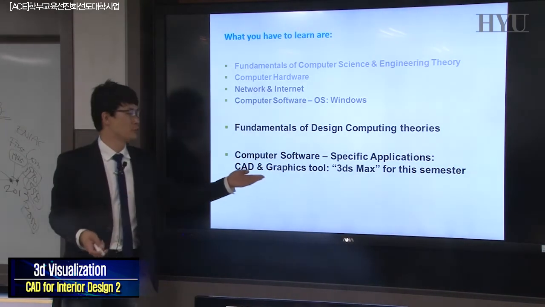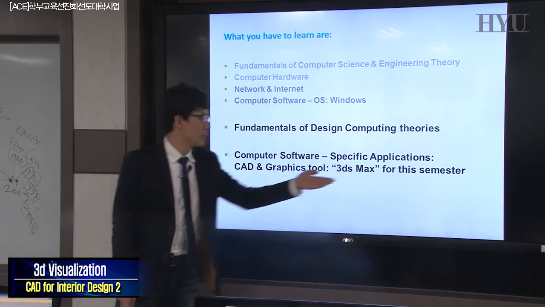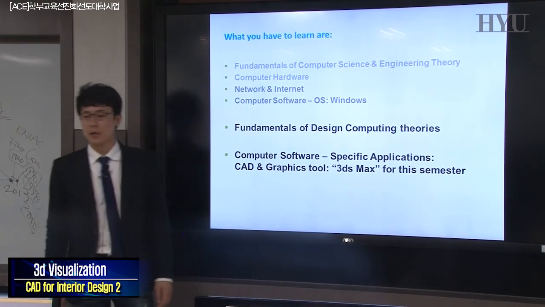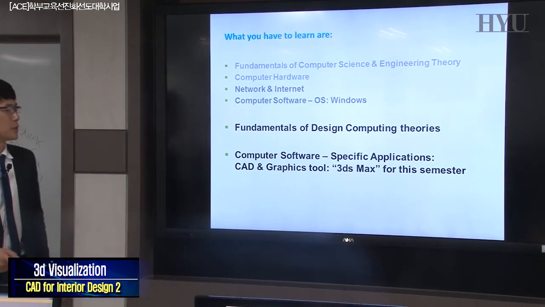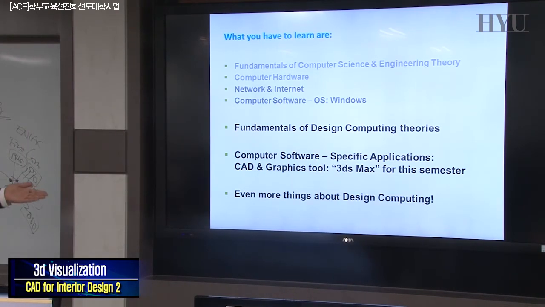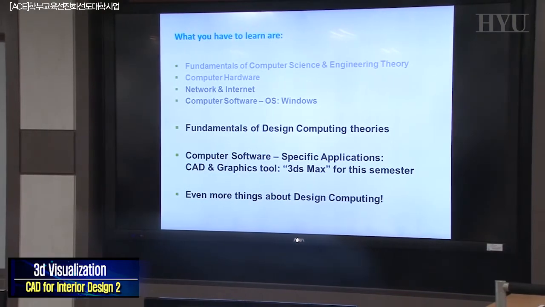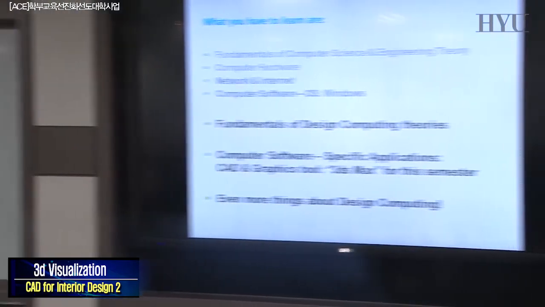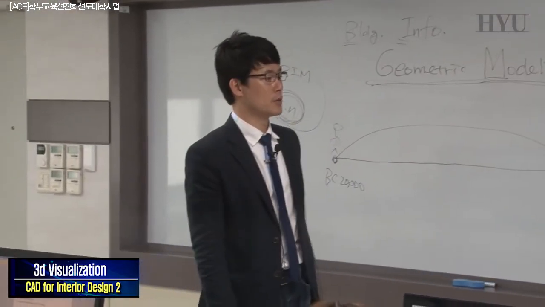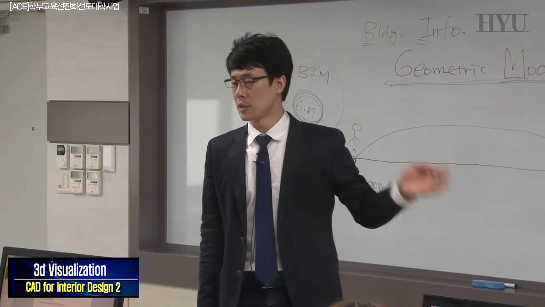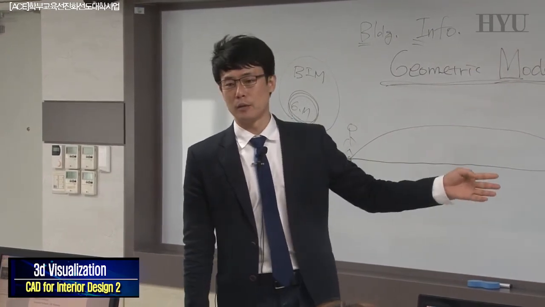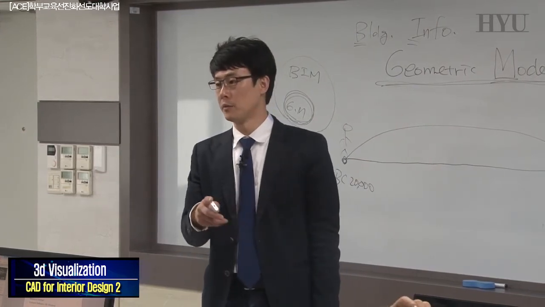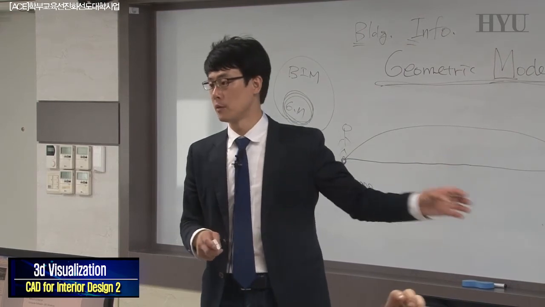And of course, computer software, especially specific applications for CAD and graphics tools. 3D Max Design, 2014 version for this semester. Even more things about design computing. There are a bunch more things. Laser scan, 3D printer, CNC machine, paper cutter, virtual reality monitor screen, and so on. And I introduce you to the artificial intelligence area in our domain, the overlapped part between human creation and design computing. The AI area is kind of a promising area.